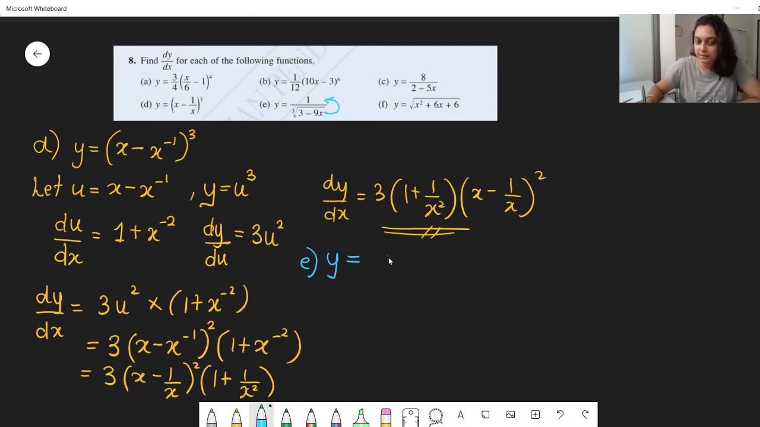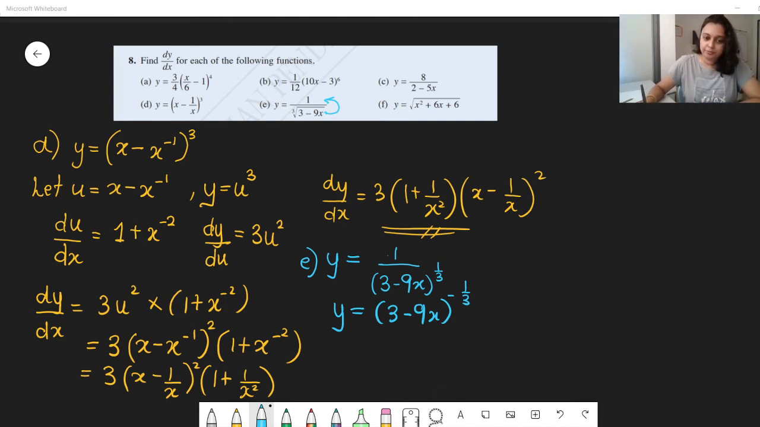So when you write, just make sure you change it like this first: 1 over 3 minus 9x, and then put power of 1 over 3. Don't write in cube root anymore. Then now it becomes 3 minus 9x power of negative 1 over 3. So this is our function, the one that we are going to differentiate.